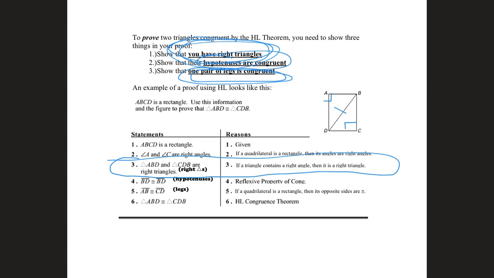And then finally, we get to our congruent statement. Triangle ABD is congruent to triangle CDB by the HL congruence theorem. You don't have to write congruence theorem. You can just say HL. That's enough. Now, I didn't say this earlier, but notice what I have here in the bold part.